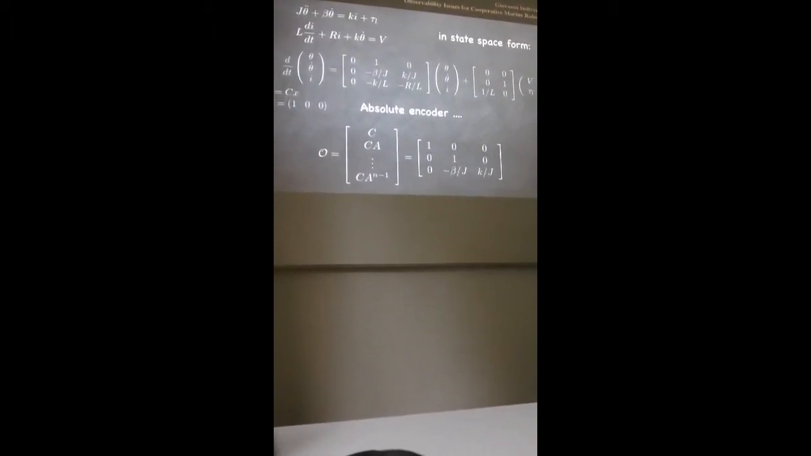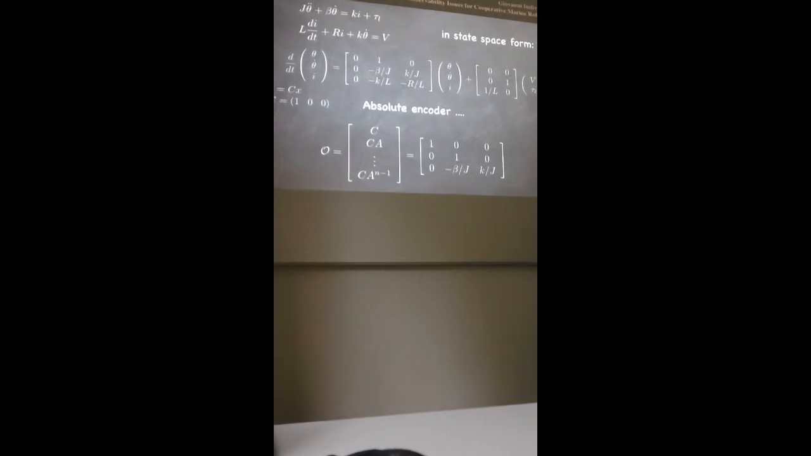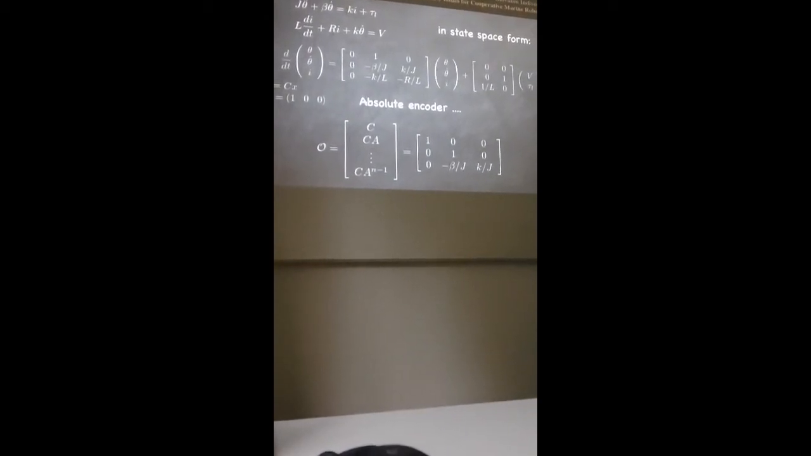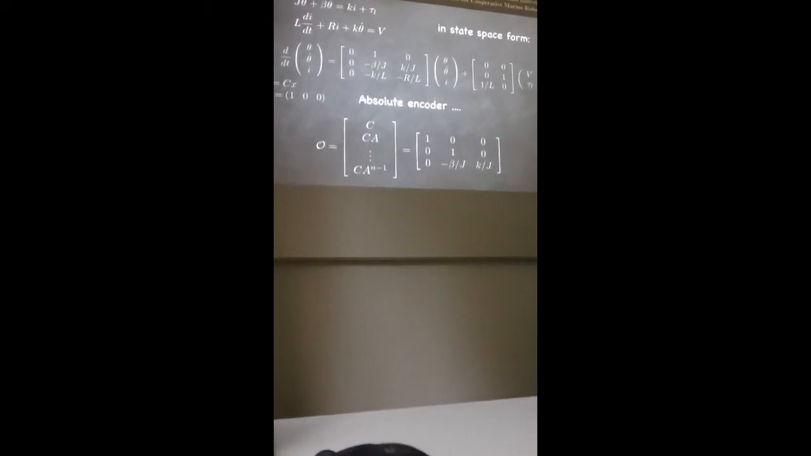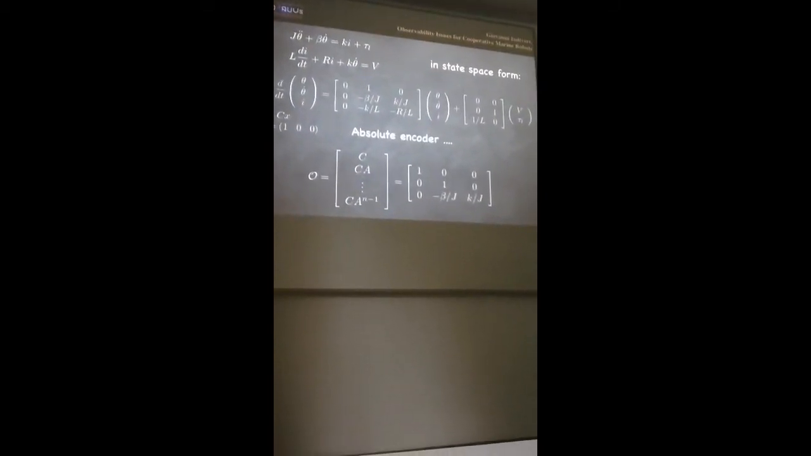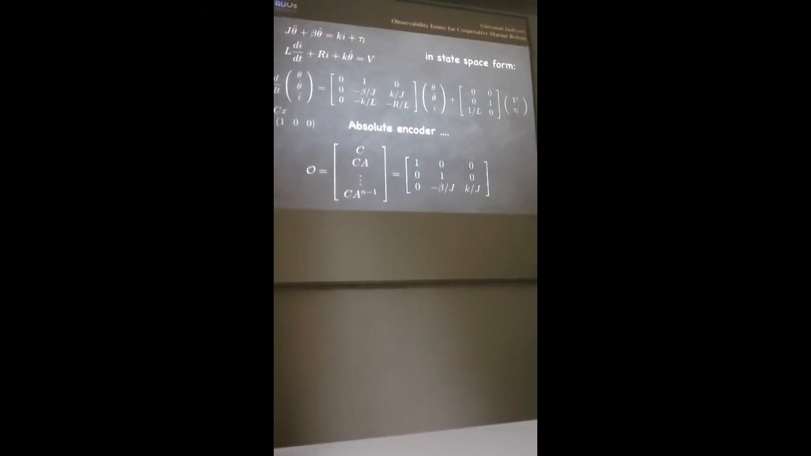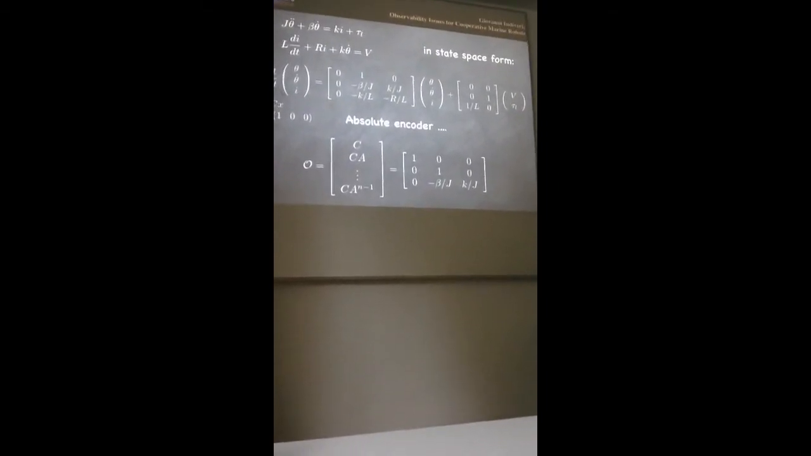What does this mean? It means that if you have a manipulator with an absolute encoder, from the measurement of that absolute encoder, I can estimate even the current that is being absorbed by my motor in each instant of time, which is not obvious maybe in the first place, right? But it's true. I mean, this is telling you that it's true.